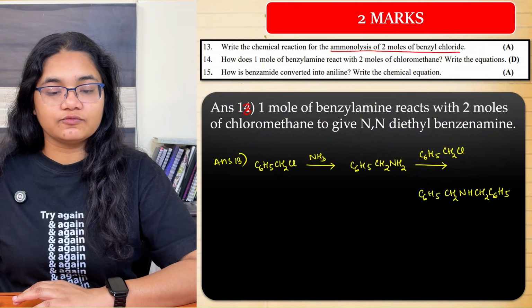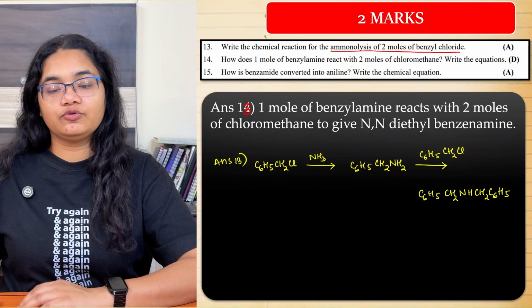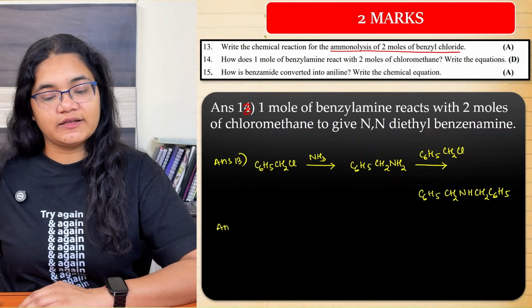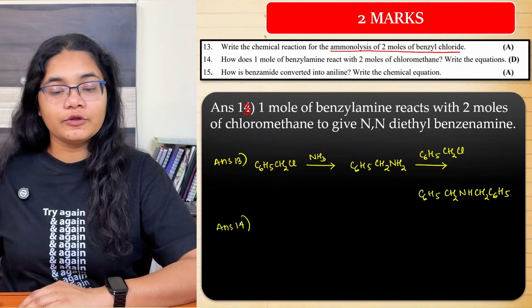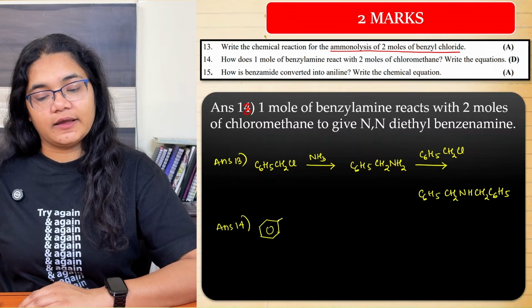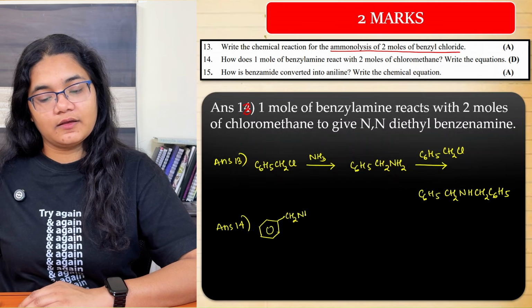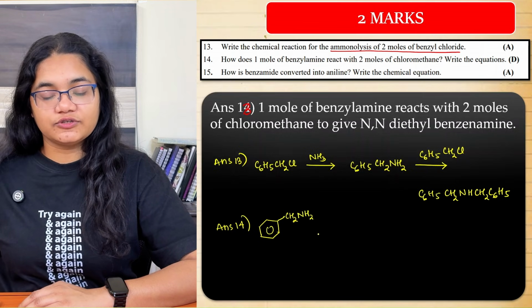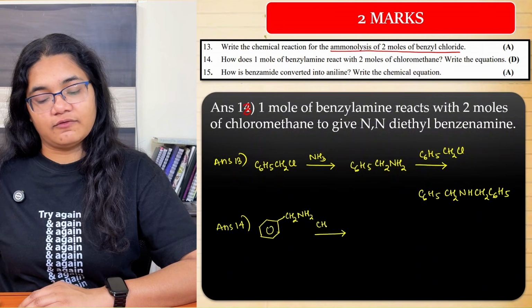Answer 14: how does 1 mole of benzylamine react with 2 moles of chloromethane? Okay, if I see answer 14, you have 1 mole of benzylamine. So let's write like this. Again, benzylamine is like this, and it reacts with 2 moles of chloromethane. So first let's take 1 mole.